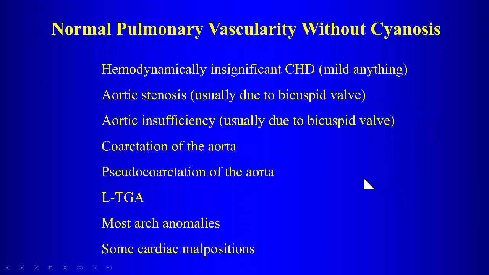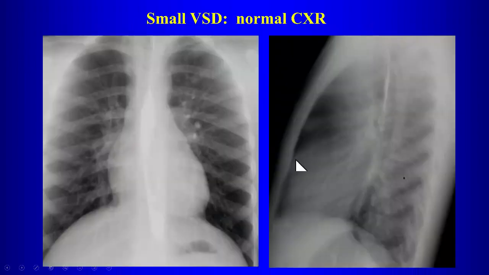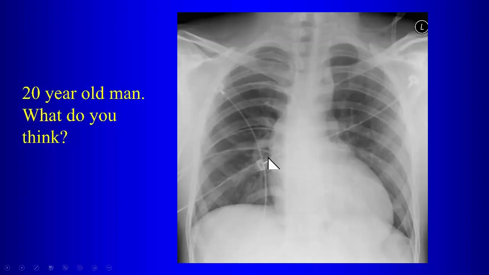So let's talk about some things that we might come across. A small ventricular septal defect will not give you any abnormalities on the chest X-ray. Remember, we said that the shunting has to be at least 2-to-1 before you actually see changes on the chest radiograph. So the chest radiograph in those cases would appear normal. Here's a 20-year-old man. Here's the chest X-ray. What looks normal on the chest X-ray for a 20-year-old? What here, if you look at it, you go, gee, that doesn't look right for a 20-year-old? What doesn't look right?